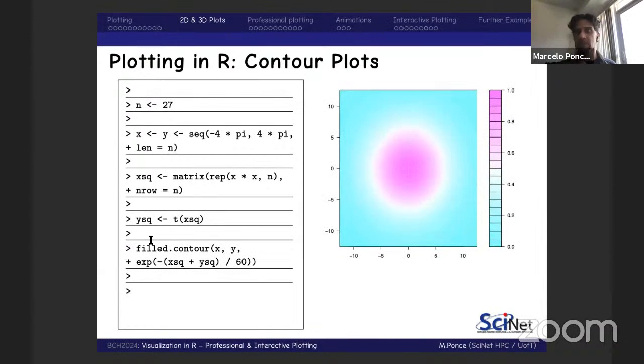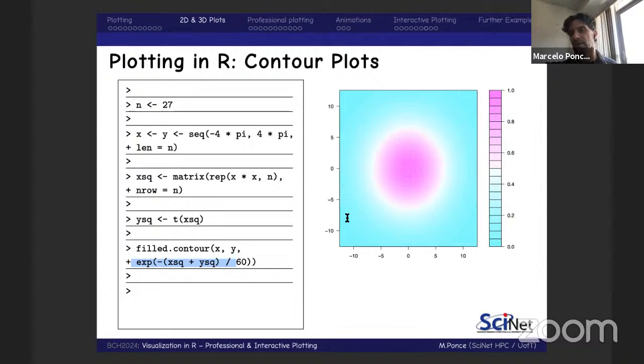And then the function that we're going to see for creating this contour representation is called filled.contour. And then we need the coordinates x and y that go from minus 4 pi up to 4 pi, and then the expression of the function that we want to basically slice, cut with these planes, with set equal constant planes, if you wish. In this case, it's nothing else, as I told you, than the two-dimensional Gaussian, exponential of minus x squared plus y squared over a certain width. And that's basically it.